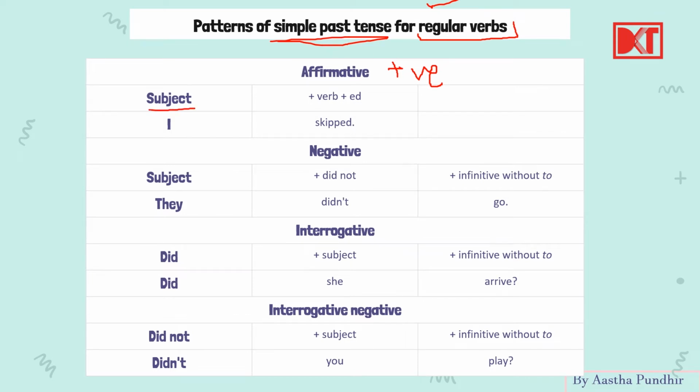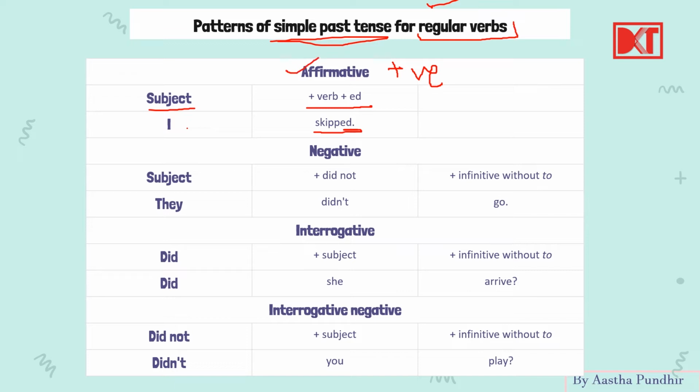The subject plus the verb and ed. जैसे the verb is skip, so the subject I and skip and ed, skipped, right? Similarly यहाँ पे he होता या she होता तो he skipped, she skipped, they skipped, you skipped, we skipped and they skipped. All right. So this is for the positive.